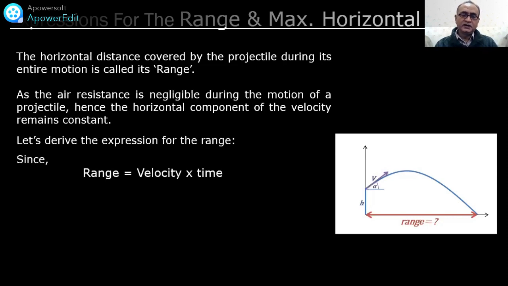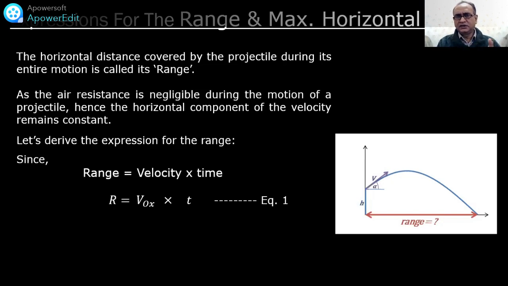So how can we find range? I told you in the first lecture of projectile, range means distance. Recall the basic formula of physics: S is equal to V into T. Distance is equal to velocity into time. Here S means range, velocity means horizontal velocity, and T is the time that we have just found. Range is represented by R, velocity along the x-axis is V naught x, and T is the time.